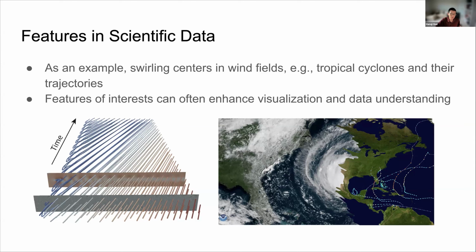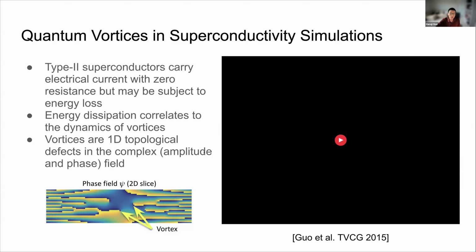And on the left-hand side, it's a similar case. This is a fluid dynamics simulation with a flow past a cylinder. We can actually extract and track these swirling centers in this field, and we can see how the vortex street moves over time, right? So features are important to science, and we want to extract these features from scientific data to help understanding. This journey of researching feature-centric visualization started 10 years ago when I was working on a very specific problem on superconductivity in material science, right?